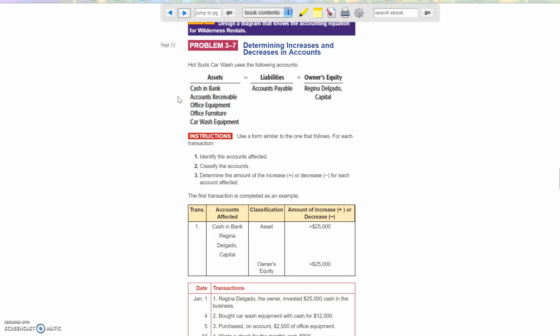So this is the final video in chapter 3. I'm going to demonstrate the transactions using problem 3.7 as an example because it has all the different types of transactions in it. The business is Hot Suds Car Wash, and here are the accounts that they have. Looks like they have 5 assets, 1 liability, and 1 owner's equity. So we're going to kind of do the 4 steps, but just talk through them.